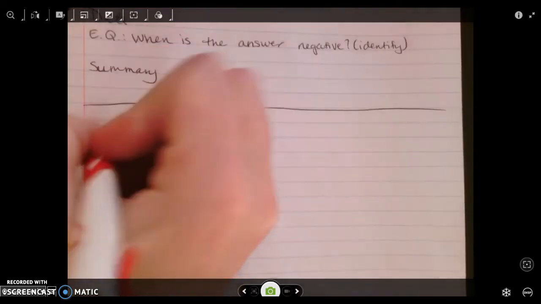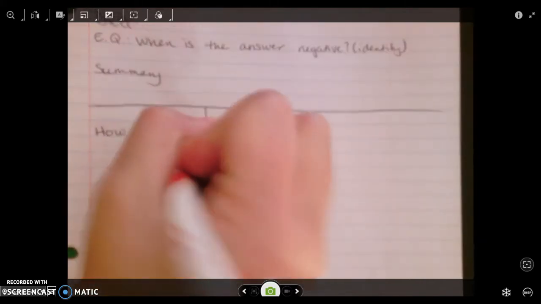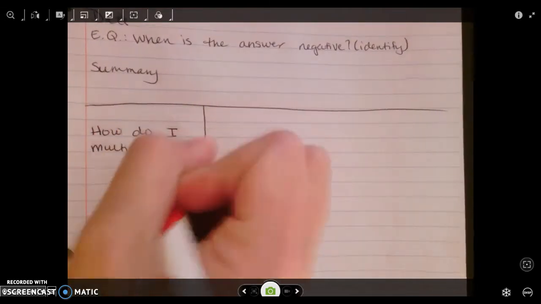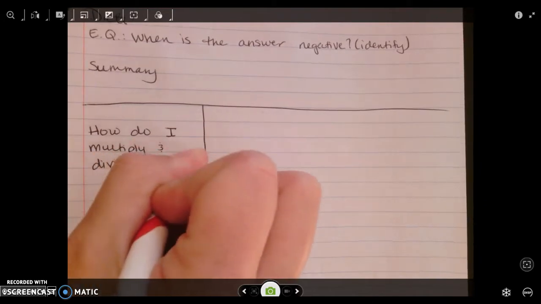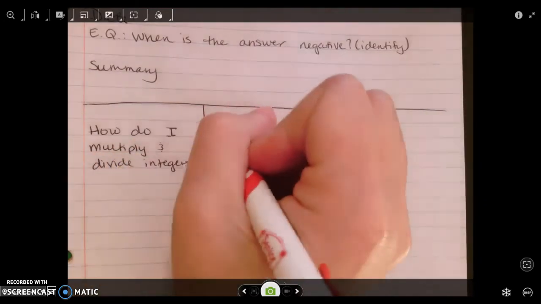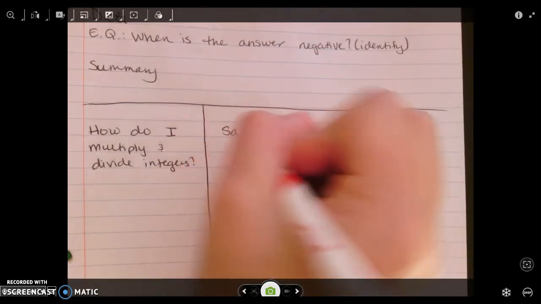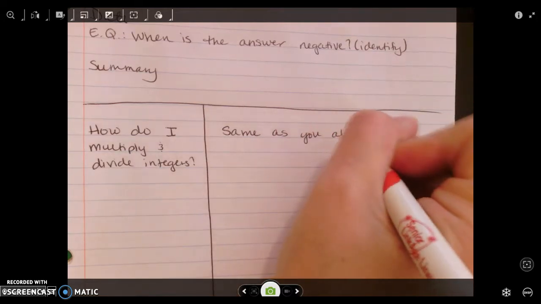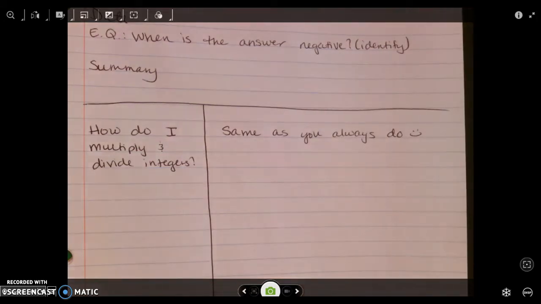So, first thing we're going to ask is, how do I multiply and divide integers? And the wonderful answer is, same as you would if they were both positive. Same as you always do. So really there's no specific way when it comes to multiplying and dividing integers.